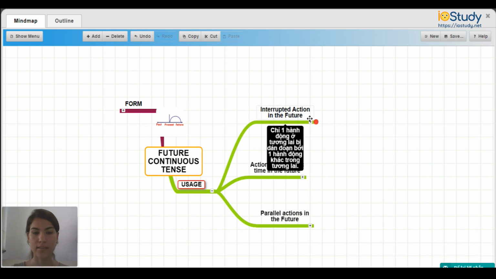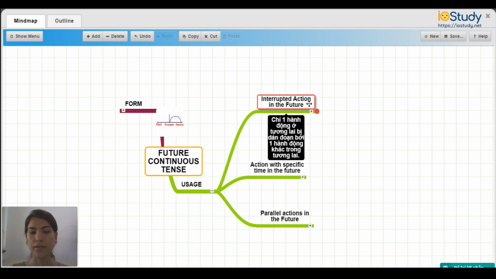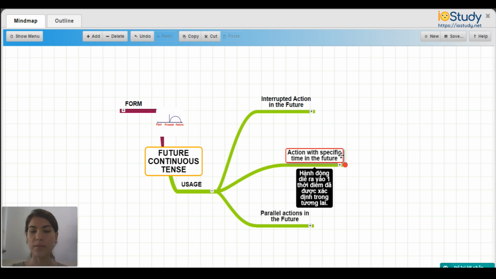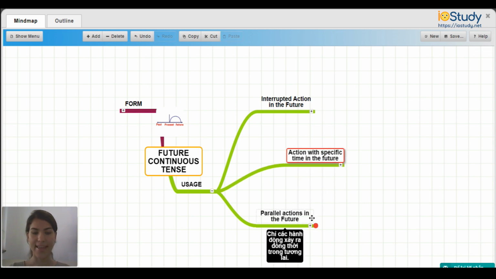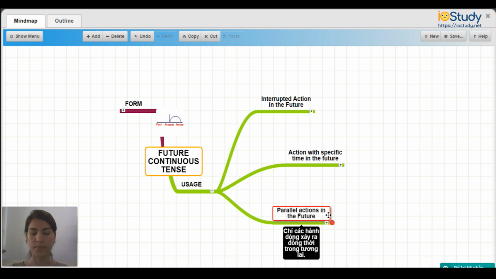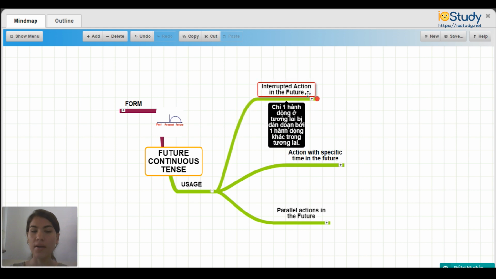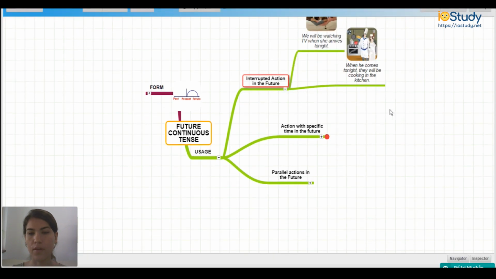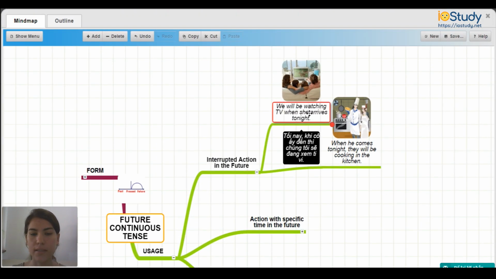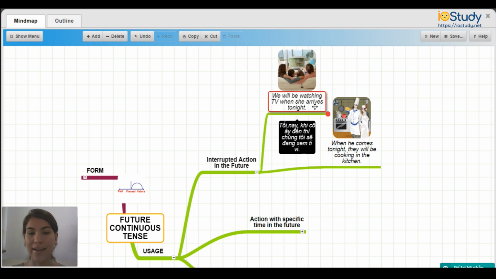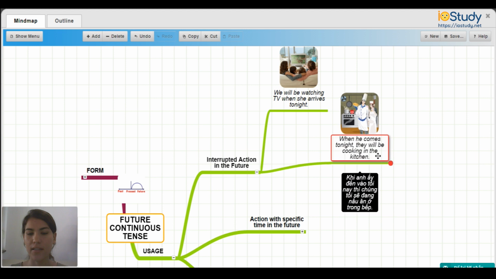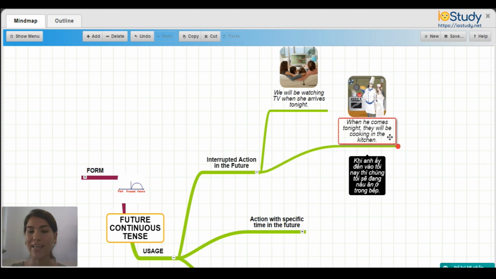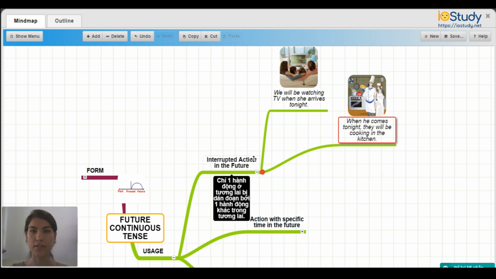So we have three uses: an interrupted action in the future, an action with specific time in the future, and parallel actions in the future. So let's first look at examples of an interrupted action in the future. The first example we have is, we will be watching TV when she arrives tonight. And when he comes tonight, they will be cooking in the kitchen. So as you can see, both of these are interrupted actions in the future.